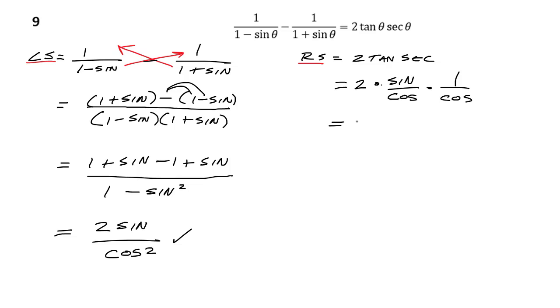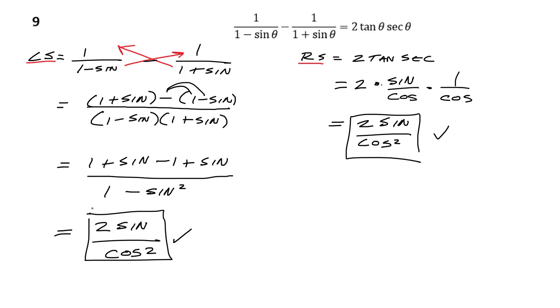So what do we have? 2 times sine times 1 is 2 sine on top, our numerator. Cos times cos is cos squared. Great. I just proved that they're the same again. So it doesn't matter what we end up with as long as it's the same. As long as we've proven the two sides are the same, it doesn't really matter. You can do everything on one side, everything on the other side, or work on both like I did here.